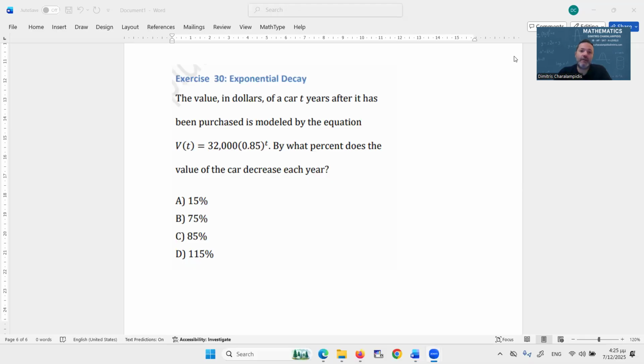Exercise 30. The value in dollars of a car t years after it has been purchased is modeled by this equation. So let's write that again because, as we have repeatedly mentioned, perhaps the most critical thing in these exercises is to understand which two variables are being connected. So we have V standing for value of the car, and T is the number of years after it was purchased.